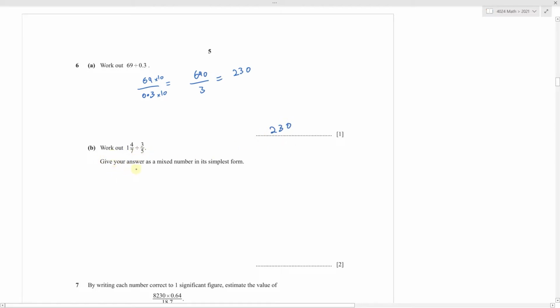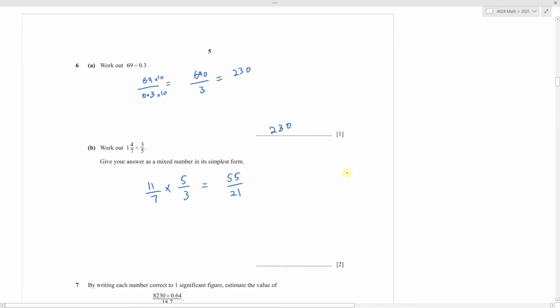Work out this, give your answer as a mixed number in its simplest form. So first I need to convert this into an improper fraction. 7 times 1 is 7, 7 plus 4 is 11 over 7. Then I'll change this to a multiplication sign and take the reciprocal. So this is 5 over 3. This is 55 over 21. So there are no common factors between 55 and 21. So I cannot further simplify.